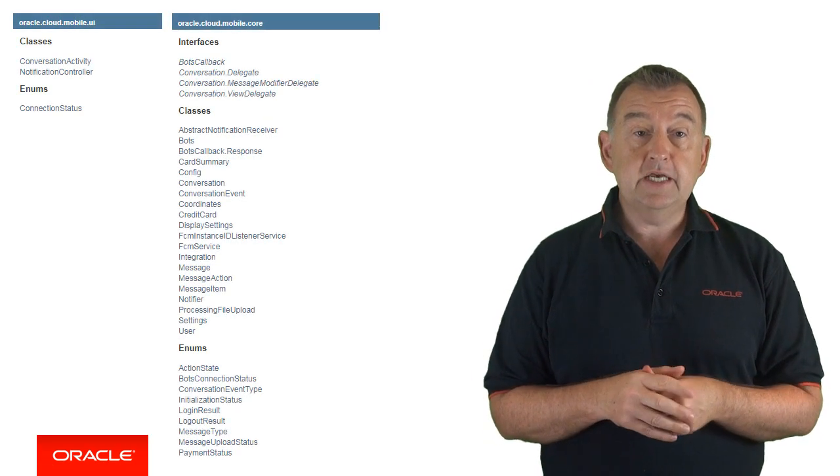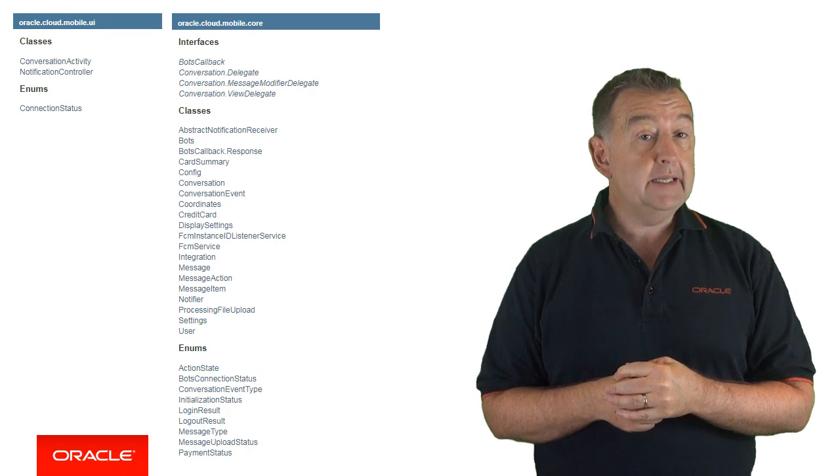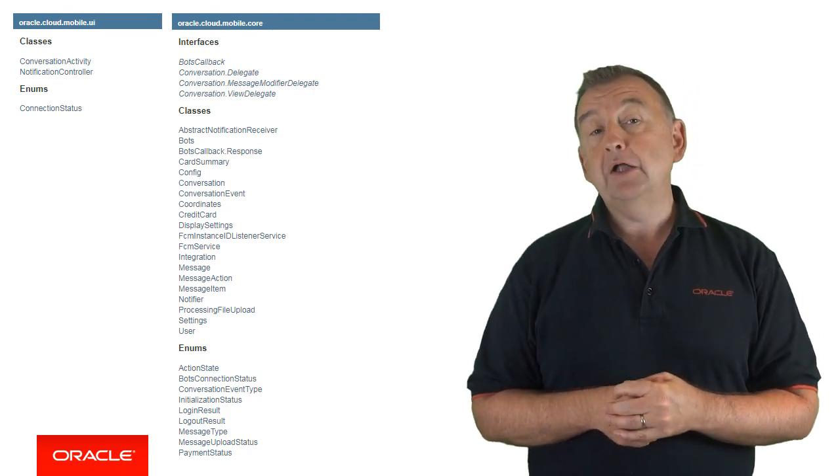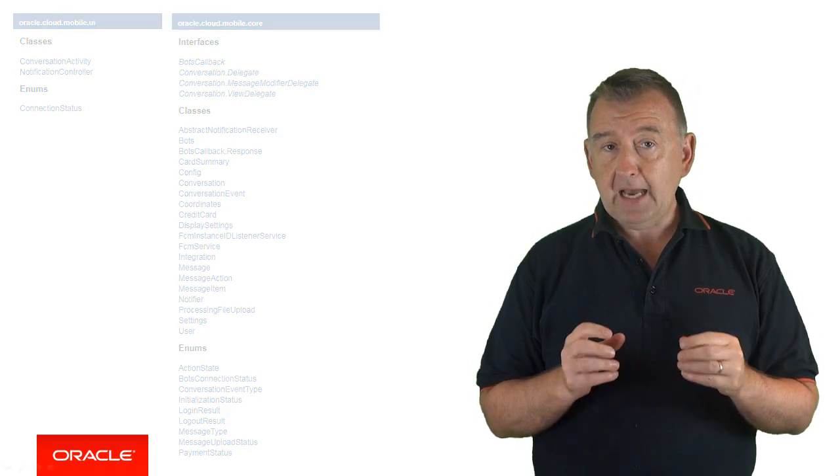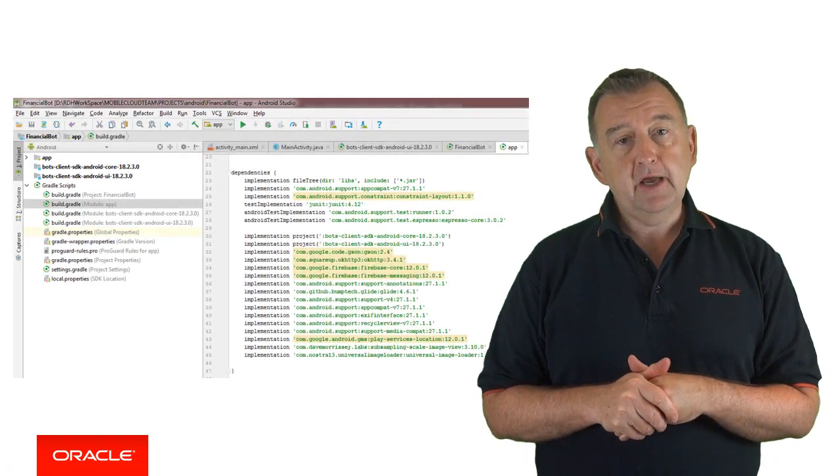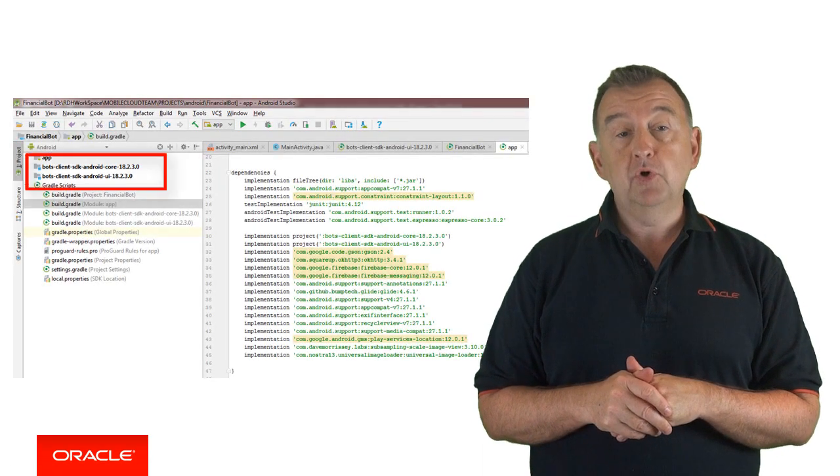The Android SDK consists of two Android archive libraries, that's oracle.cloud.mobile.ui and oracle.cloud.mobile.core. Add these two Android archive files to your app as modules.